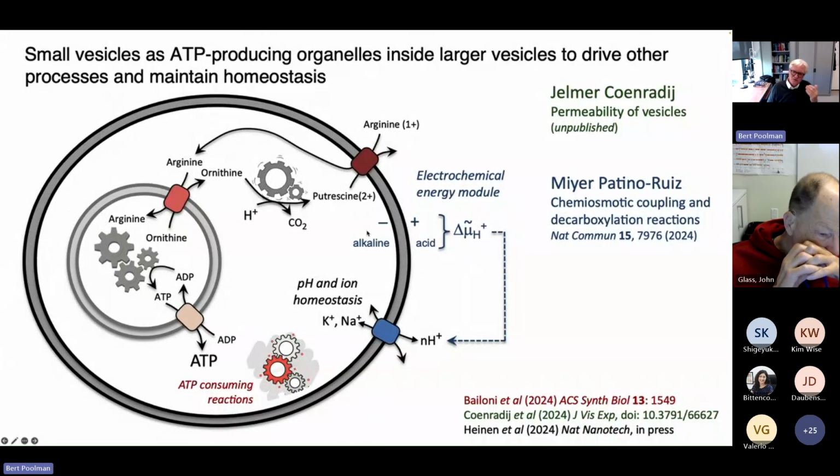And then after that talk, Jelmer Kunradij will present the properties of the membrane of these vesicles in comparison to the properties of the membranes of these larger vesicles, which is important to get these reaction networks coupled to actually feed the vesicles with arginine, produce ATP from it to enable other processes to occur.